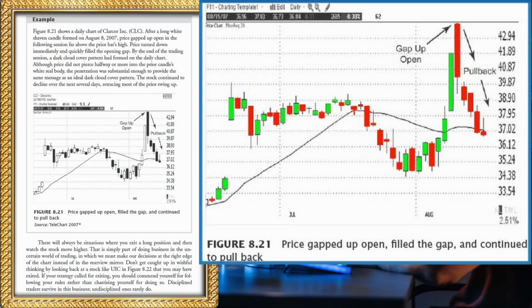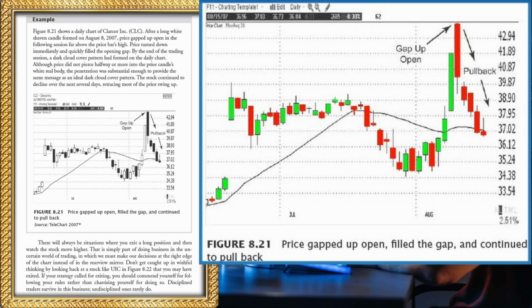Example: Figure 8.21 shows a daily chart of Claricor Inc., CLC. After a long white shaven candle formed on August 8, 2007, price gapped up open in the following session far above the prior bar's high. Price turned down immediately and quickly filled the opening gap. By the end of the trading session, a dark cloud cover pattern had formed on the daily chart. Although price did not pierce halfway or more into the prior candle's white real body, the penetration was substantial enough to provide the same message as an ideal dark cloud cover pattern. The stock continued to decline over the next several days, retracing most of the prior swing up.